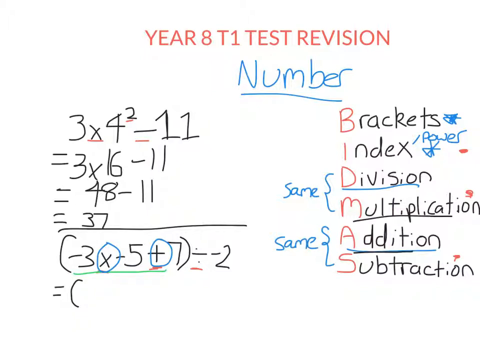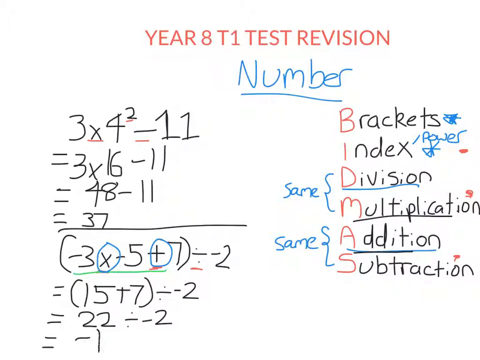A negative times a negative is always a positive. I'm leaving the 7 alone, and I'm leaving the minus 2 alone. Next, I have another operation inside brackets, which is addition. Normally, I would do division before addition, but since in this case the addition is in the brackets, I do that first. Each line has to equal the line above it, working down the page. Finally, I'm left with 22 divided by negative 2. A positive divided by a negative is always a negative, all right?